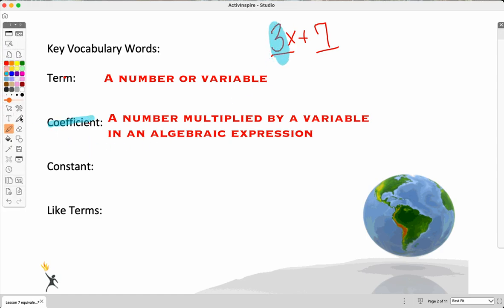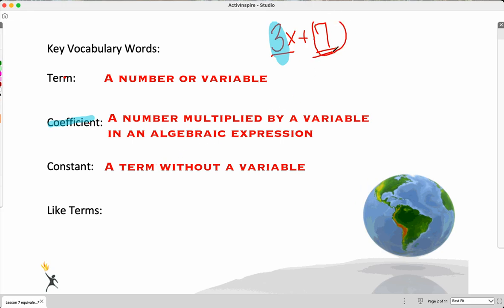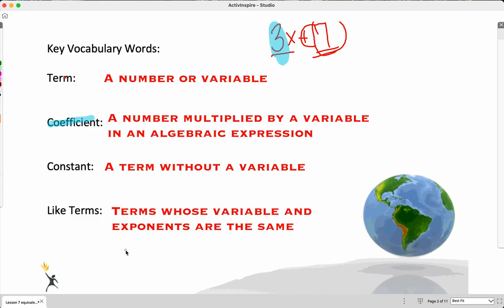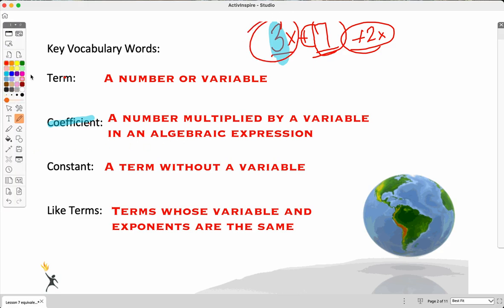We have a constant term, and that's any number without a variable, or a term without a variable. So it's this right here. It's our 7. And it actually includes the positive, the plus sign. And then finally, like terms: numbers that have the same variables or exponents that are exactly the same. Here, neither one of these are like terms. But if I were to add a 2x and 3x, those would be considered like terms.